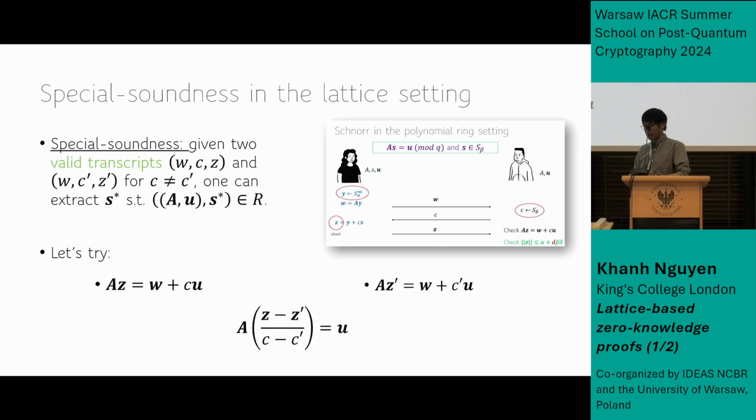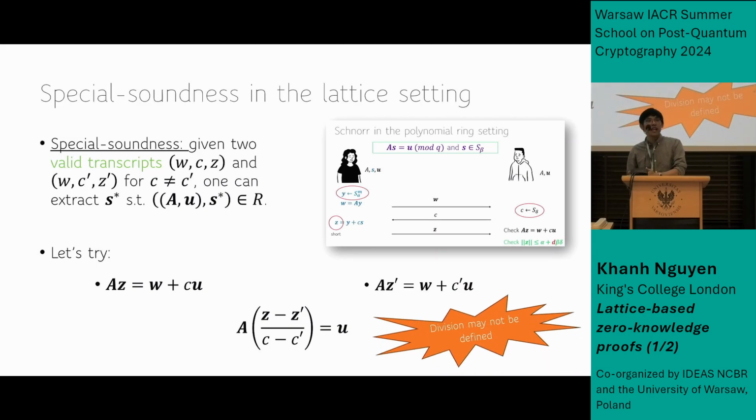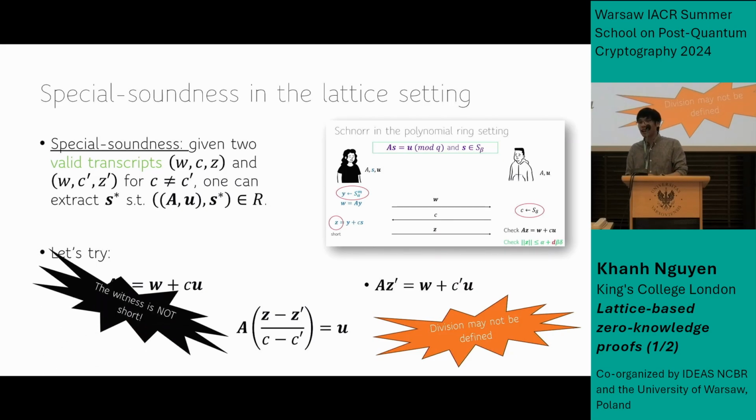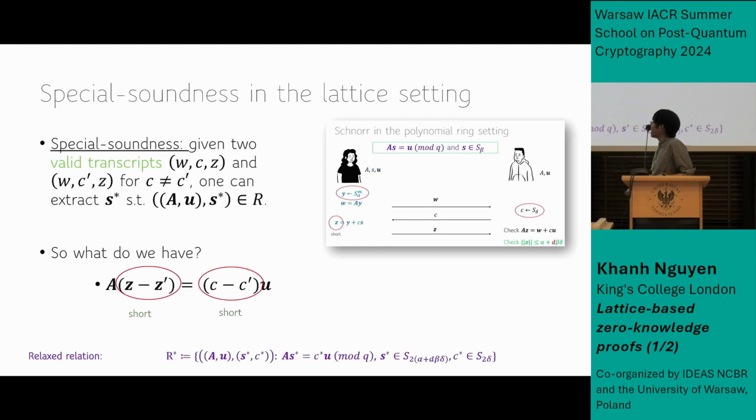Can we even define that? For the division, C minus C prime may not be invertible, so this thing may not even exist. But that is an easy problem to solve. The second problem is that the witness we extracted is not short. It is short divided by short, but it's not short. Exactly, what do we have? We have A times (Z minus Z prime) is equal to (C minus C prime) times S.